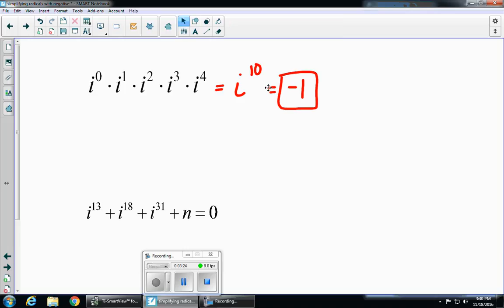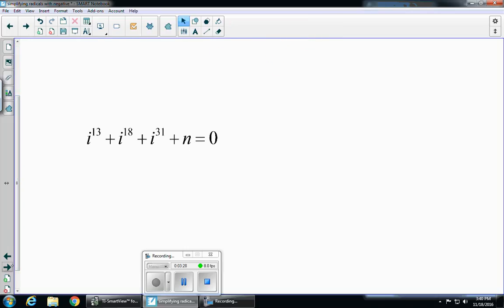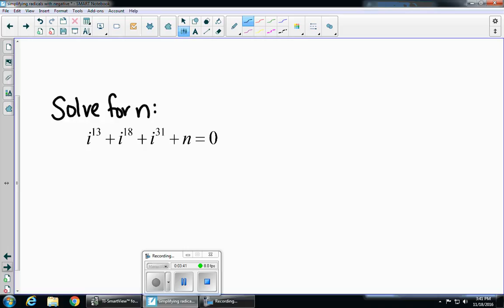Now let's take a look at the second one that I have here. i to the 13th plus i to the 18th plus i to the 31st plus n equals 0. And in this case, we want to solve for n. So unlike the one above, I can't shorten this or simplify it because there's no rules about adding i to the 13th and i to the 18th.